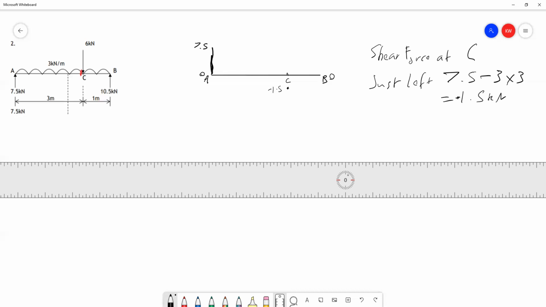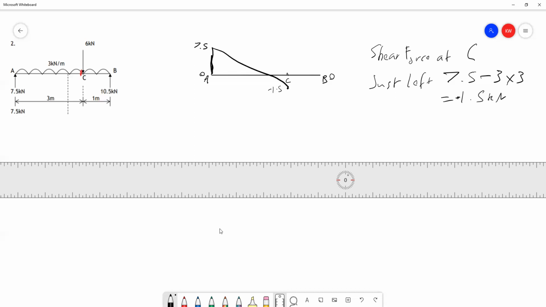And how we would draw that in our diagram is a straight line from the top of that line at A. So I'm going to draw this freehand. This is a straight line from 7.5 down to negative 1.5. But what happens when we get to C is that a 6 kilonewton downward force is applied.